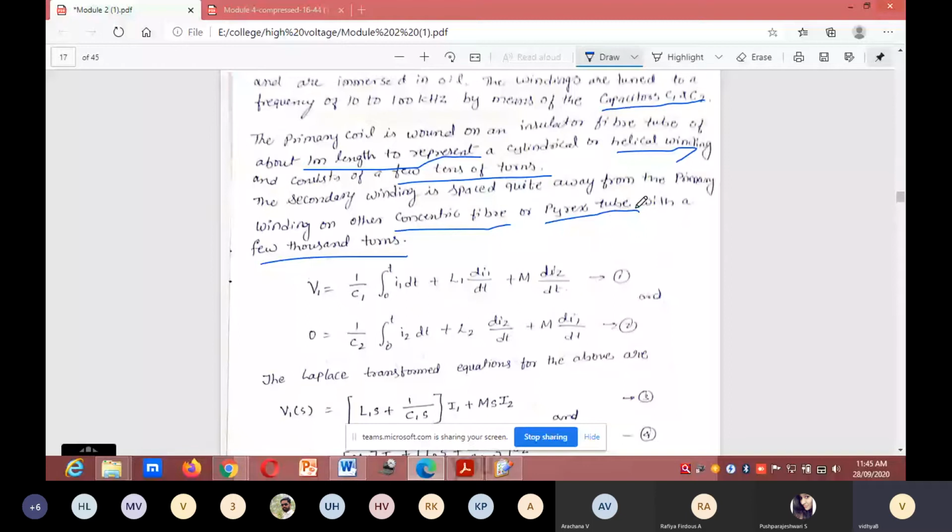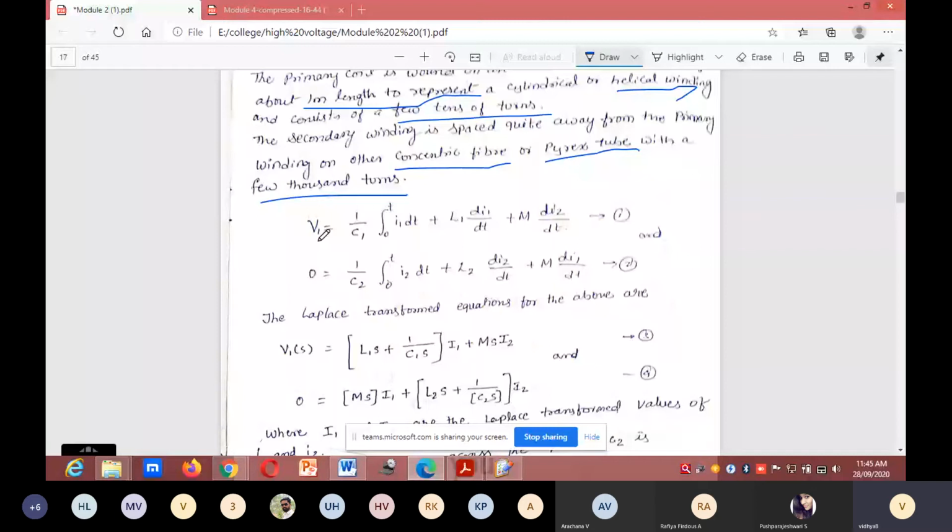The equation for V1 is V1 = 1/C1 ∫ from 0 to t of I1 dt + L1 di1/dt + M di2/dt. This is the first equation. And the next equation: 0 = 1/C2 ∫ from 0 to t of I2 dt + L2 di2/dt + M di1/dt. This is the second equation.